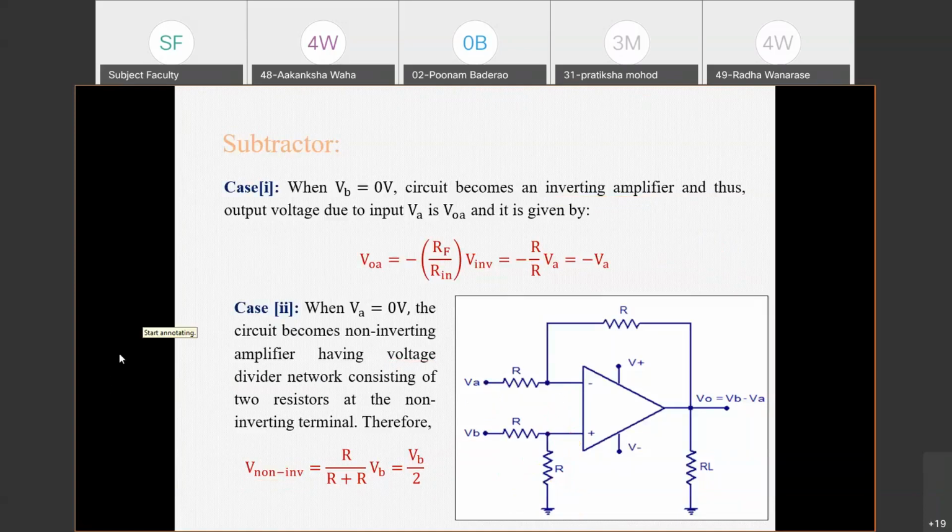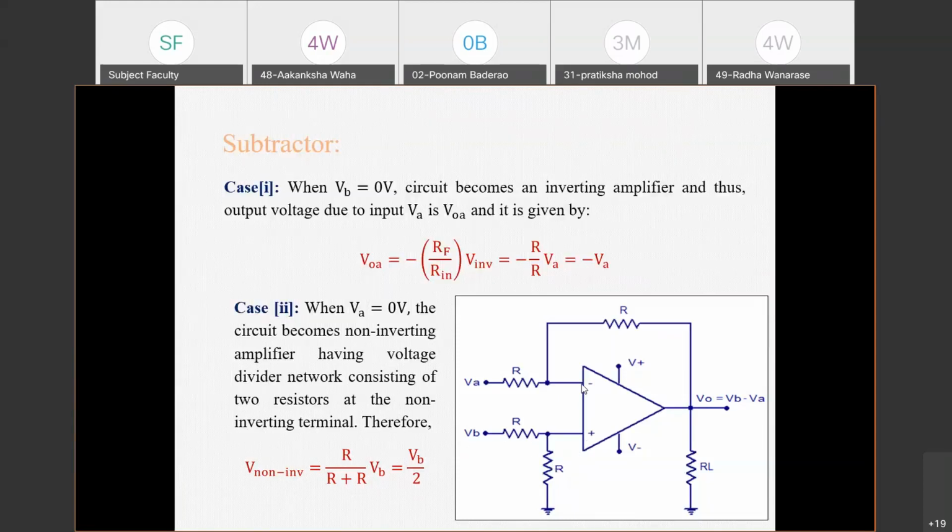Or else you can easily remember it like this: VB is the total voltage, and since these two resistors are identical, VB by 2 will drop across this resistance and VB by 2 will drop across this resistance. And we want the drop across this resistance. Hence our voltage at the non-inverting terminal will be VB by 2, and this is a very important point because most of the students will take V non-inverting equal to VB.